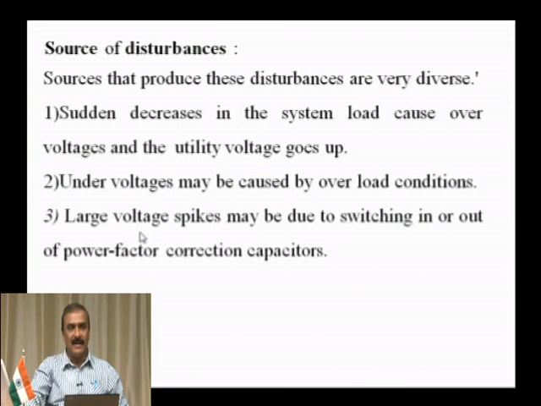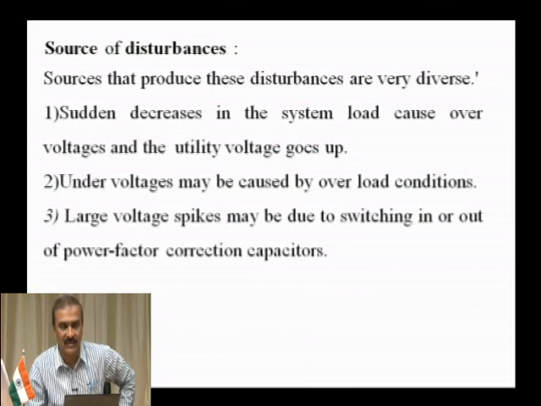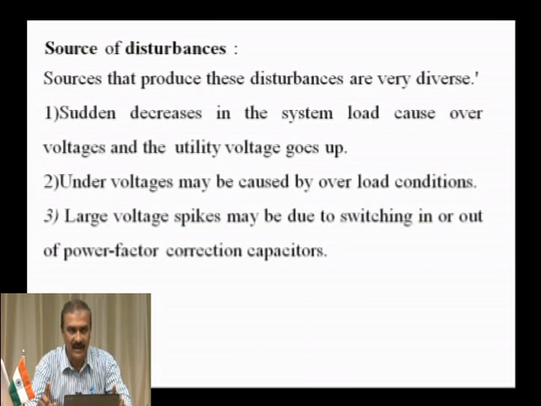Then the other one is large voltage spikes. What is the source? Switching in or out power factor correction capacitors, capacitor banks. These are very important devices in the power system. Capacitor banks are switched on to improve the power factor, because most of the loads in the power system are inductive in nature. So to improve the power factor, you have to put in capacitor banks. As and when power factor correction is needed, you will be switching in and out these correction equipments. This will cause the large voltage spike. This is the source or cause of disturbance, so you have to clearly write: large voltage spikes, the cause is switching in or out power factor correction equipments.